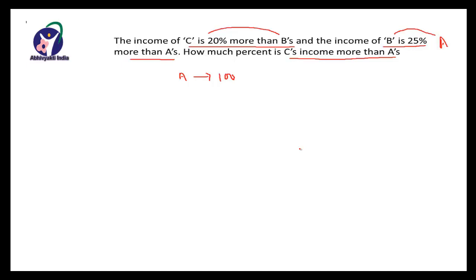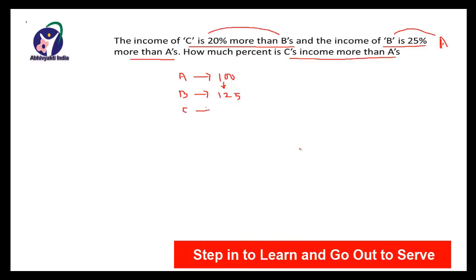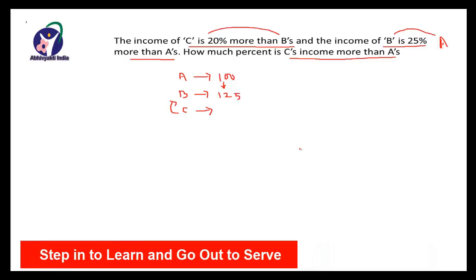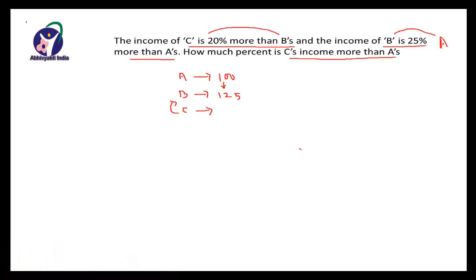Then B's income will be 25% more than A. So 25% more than 100 will be 125, so B's income will be 125. Now C's income is 20% more than B, so 20% of 125 will get added to 125. So it will be 125 plus 25, and so the income will be equal to 150 rupees.